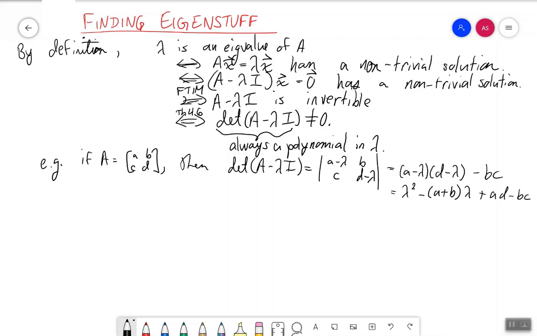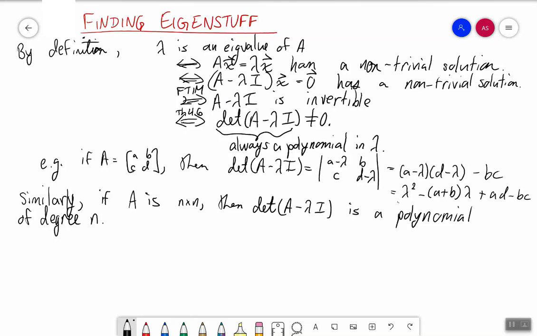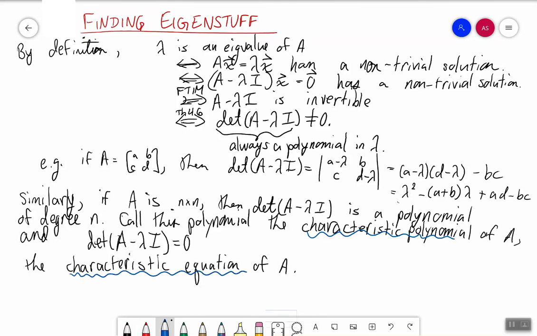Now you don't have to memorize this formula, or at least this polynomial here. But the important thing to notice is that this is a degree 2 polynomial. Similarly, if A is n by n, then the determinant of A minus lambda I is a polynomial of degree n. We call this polynomial the characteristic polynomial of A, and we call the determinant of A minus lambda I equal to 0 the characteristic equation of A.